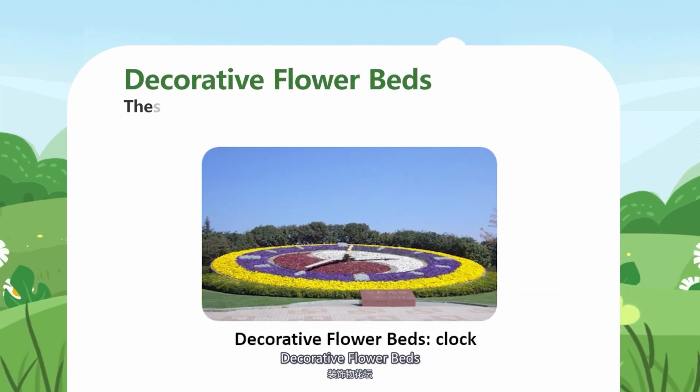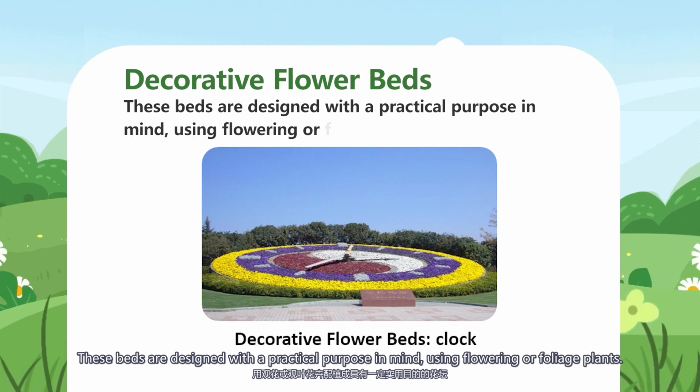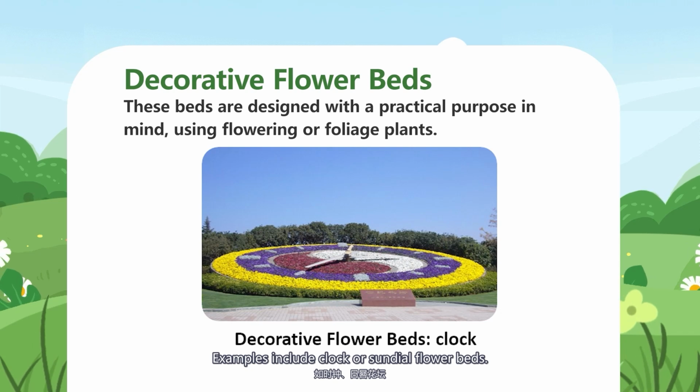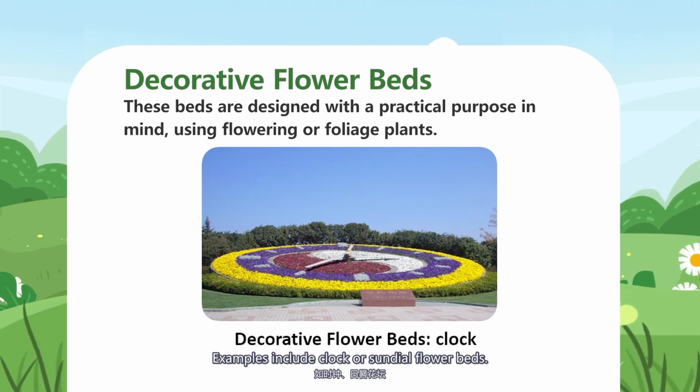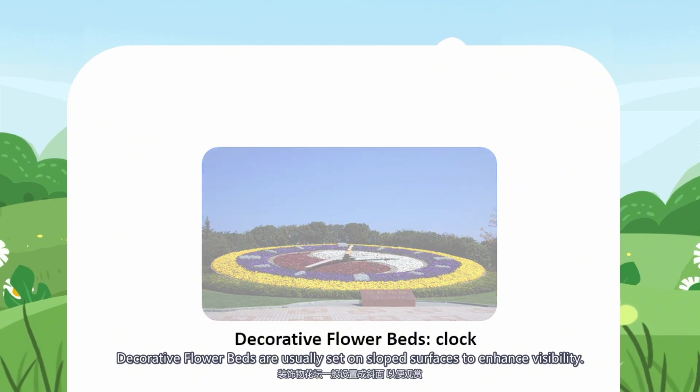Decorative flower beds. These beds are designed with a practical purpose in mind, using flowering or foliage plants. Examples include clock or sundial flower beds. Decorative flower beds are usually set on sloped surfaces to enhance visibility.